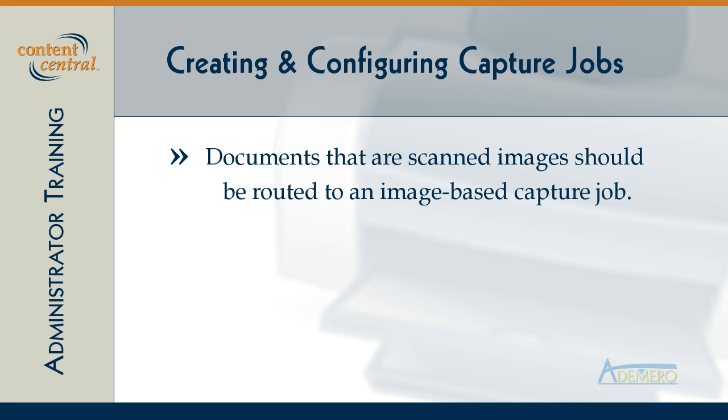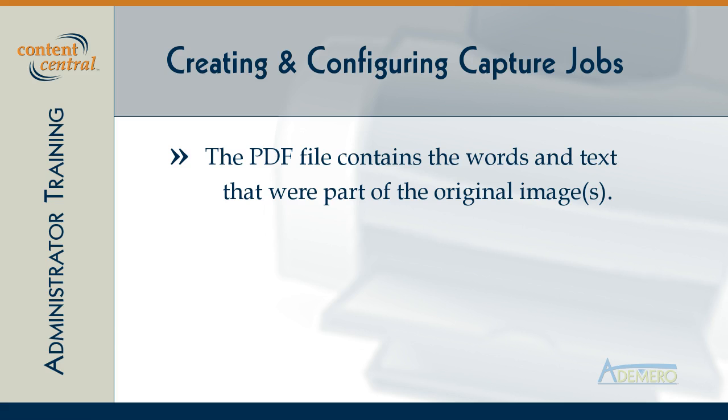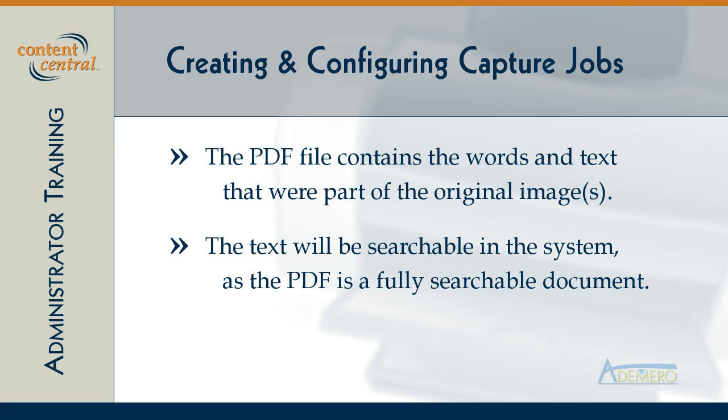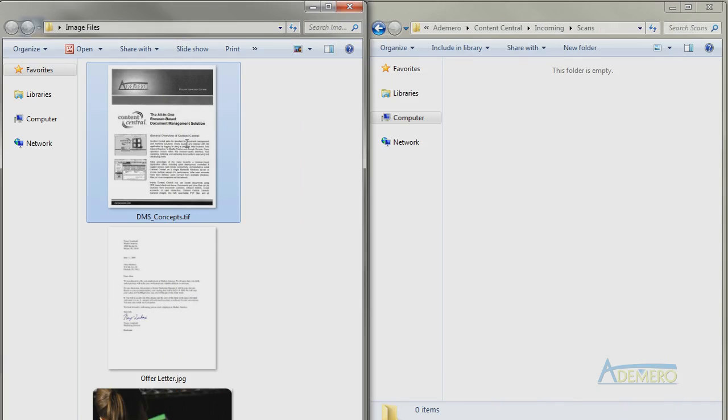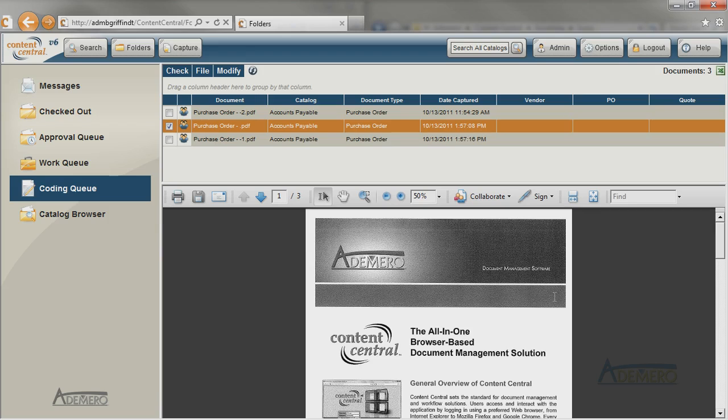When any documents that are an image type are placed in a monitored folder that is part of a capture job with the default settings, Content Central will perform optical character recognition, or OCR, on each of the image documents and convert them to a PDF file. The PDF file contains the actual words or text that was in the image, but the text is in a better format for searching. In other words, Content Central converts the image document to a fully searchable PDF. For instance, if I drop a TIFF in a folder that has a capture job monitoring it with the default settings, that TIFF will show up in the coding queue inside Content Central as a fully searchable PDF.